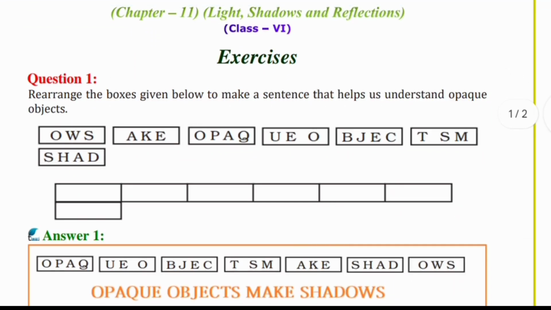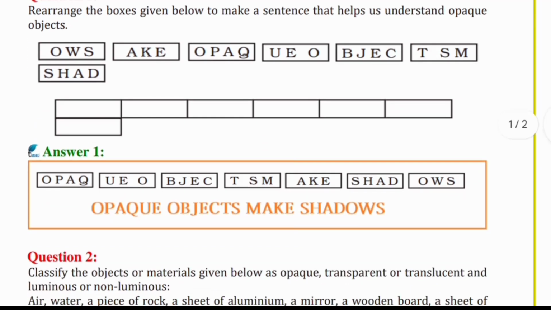So third box should come in the first position. So opaque objects make shadows. So this is the sentence which is made from these boxes. Let's move to the next question.